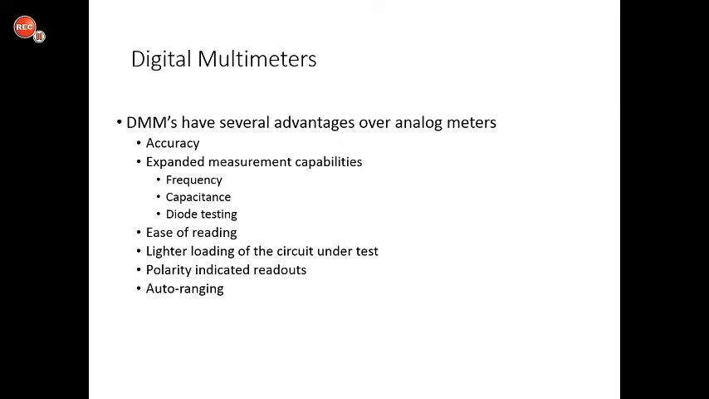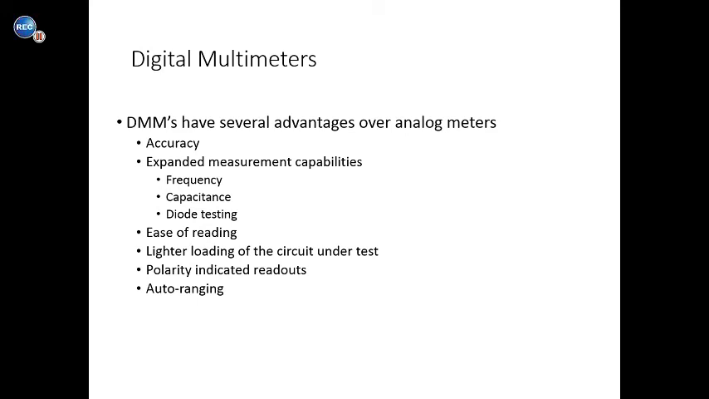There is lighter loading of the circuit under test with a digital multimeter as compared to an analog type, so we'll see less loading effects on the circuit. The polarity is indicated on the readout. Sometimes the voltage will be read as negative versus positive, depending on the polarity we connect the leads to the circuit. An analog meter is not necessarily capable of polarity indication.